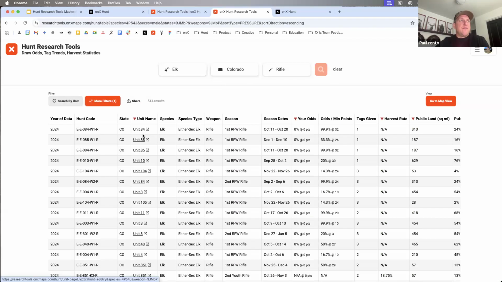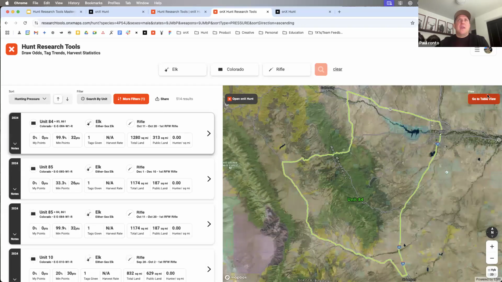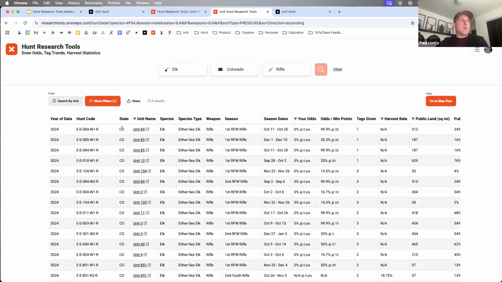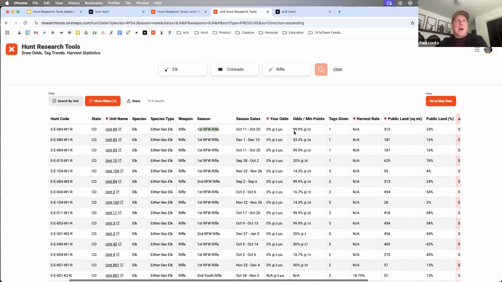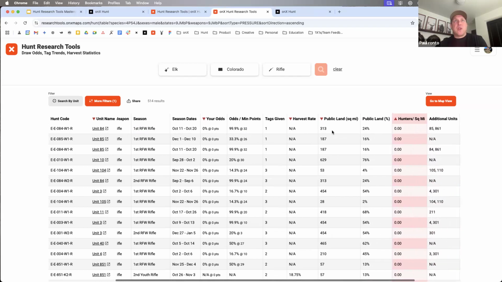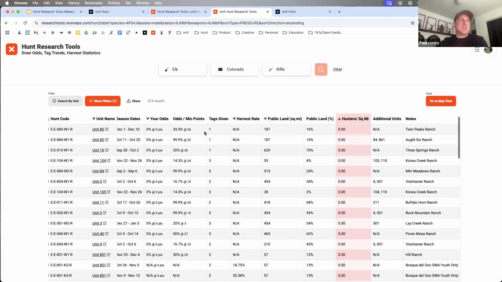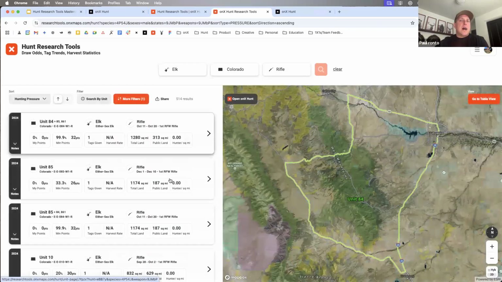So instead of being formatted in a fancy way, you can see we've got the year of the data. So that's here, year of the data. And you can see then we've got the hunt code, what state, what unit, species, species type, it's rifle, what season, season dates, your odds, your break-even point, again, 26, 32. So this tag last year took 32 points to get, how many tags were given, harvest rate, and so on. So you'll see all that same data, just a little bit easier to digest in table view.